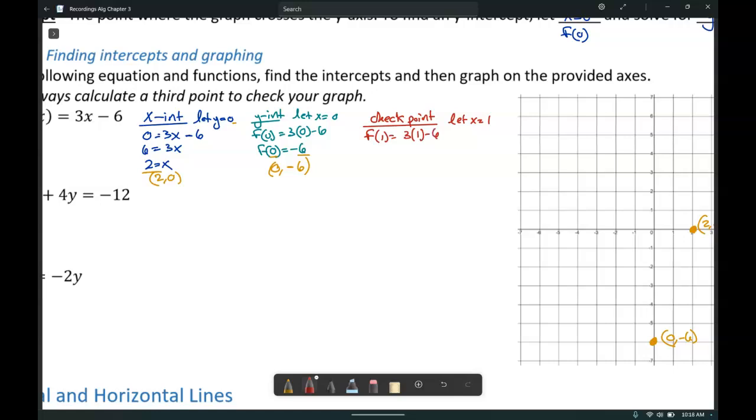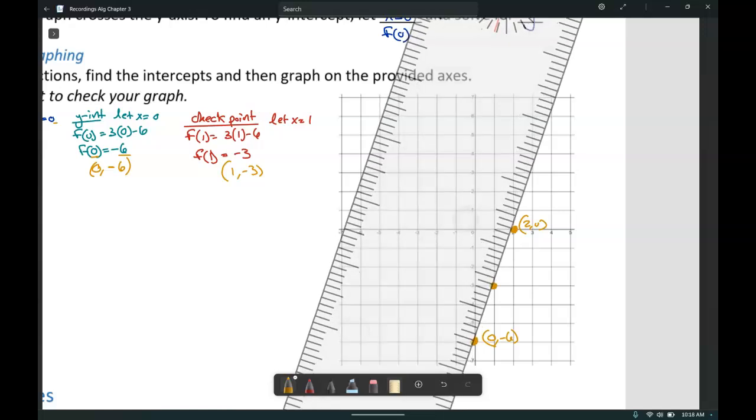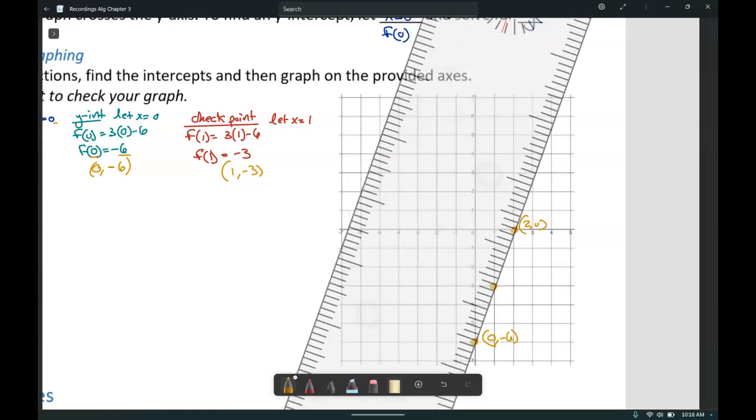3 times 1 minus 6. F of 1 equals negative 3. So we have the ordered pair 1, negative 3. And we plot that and we see that all 3 points are in line. So we know that we did it correctly. We got the correct intercepts for x and y.